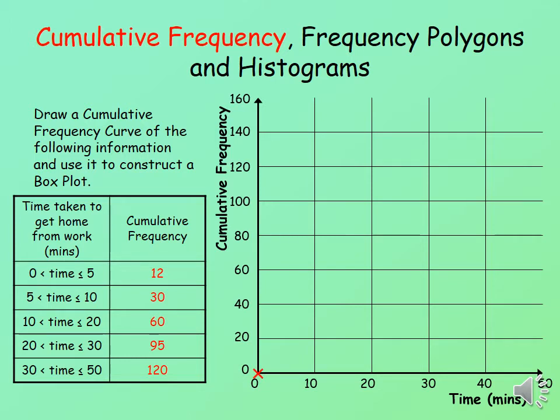Of course, it starts at 0, and the first one is 12, 30, 60, 95 and 120, and we just join those. Okay, so it's a nice easy question to do in an exam. Don't be frightened by it. Okay, moving on, there will be certain data that we need to do the box diagram.